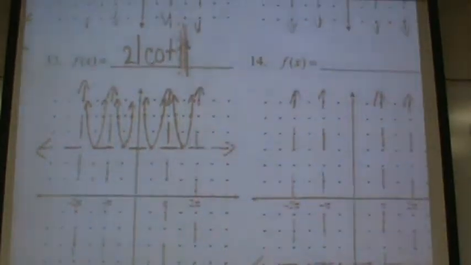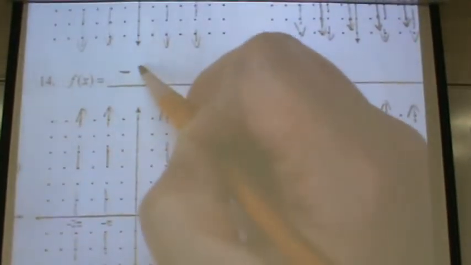Absolute value, 2 cotangent x plus 3. That's a terrible eraser. Next one. Negative cotangent, absolute value. Forgot my x, minus 4.